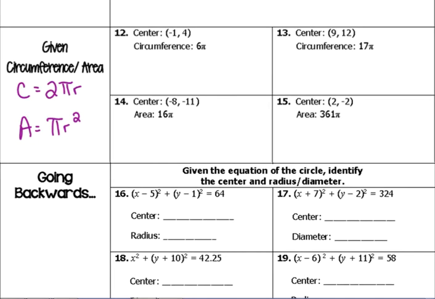So in number 12, they gave us the circumference, 6 pi. Set it equal to the circumference formula, 2 pi r. Solve for r. Divide by 2 pi, the pi's cancel. 6 divided by 2 is 3, so our radius is 3. So when we write the equation, (x + 1) squared plus (y - 4) squared is equal to our radius squared, so it's equal to 9.